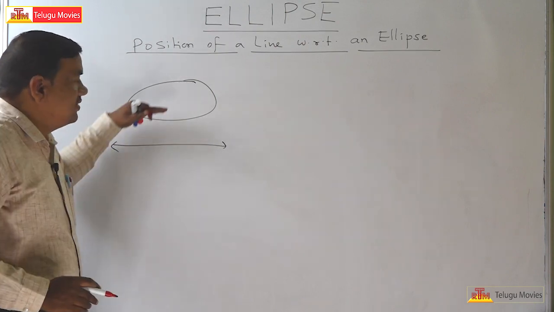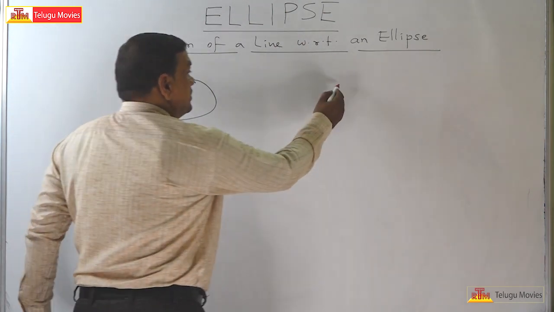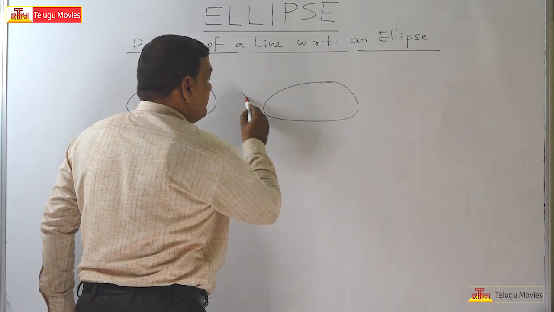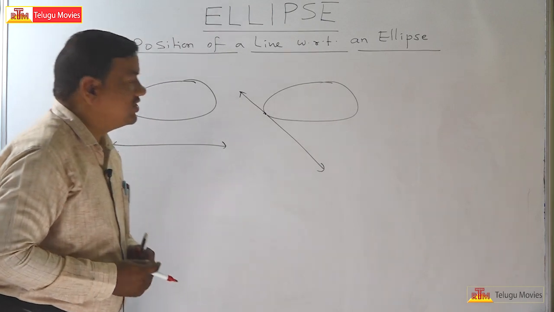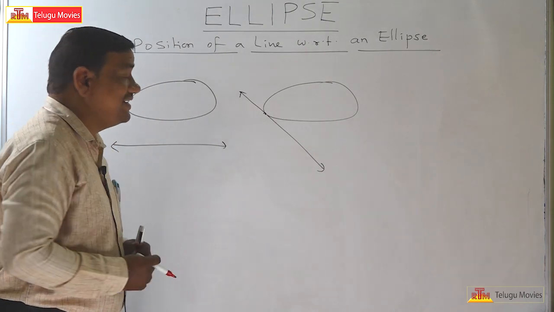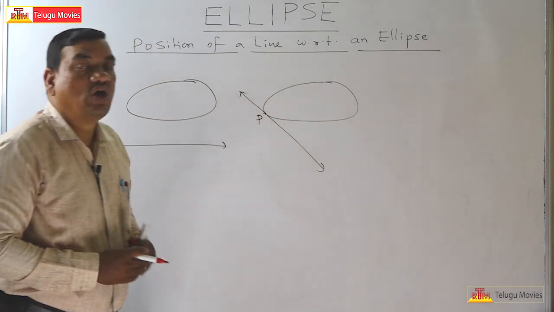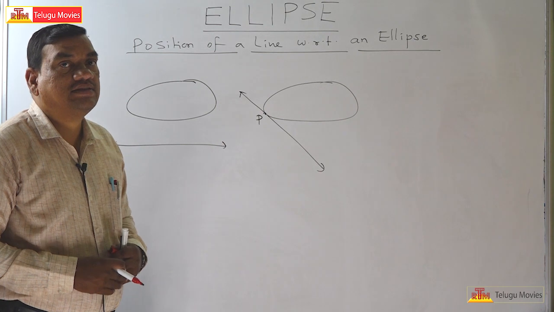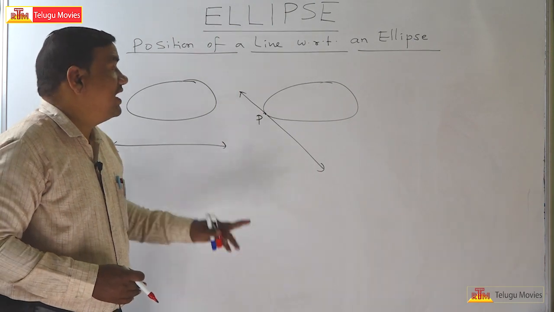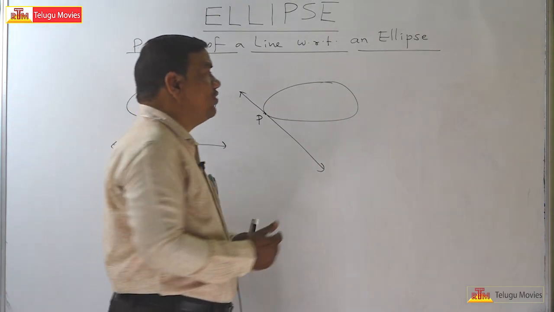So this is an ellipse and it is a straight line. Here the ellipse and the straight line do not touch each other. The second case is the ellipse and a straight line that both touch at a point P. This is called the point of contact, and this line is named the tangent of the ellipse at the point P, right?